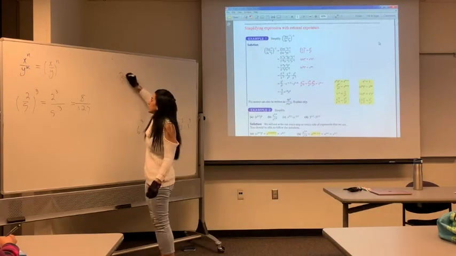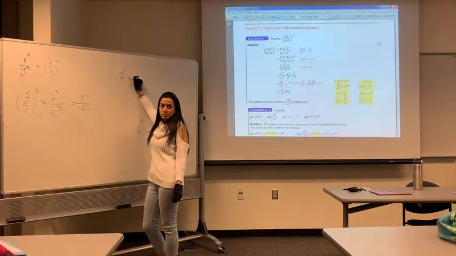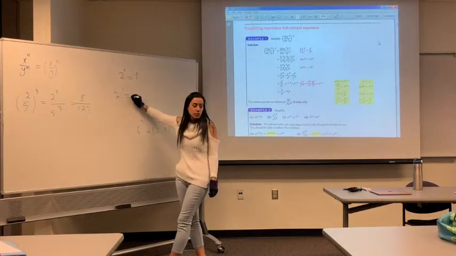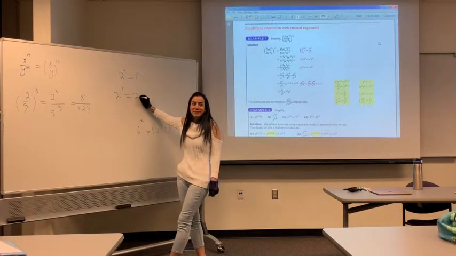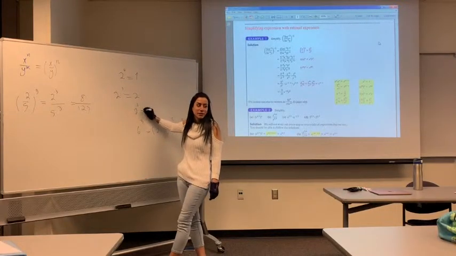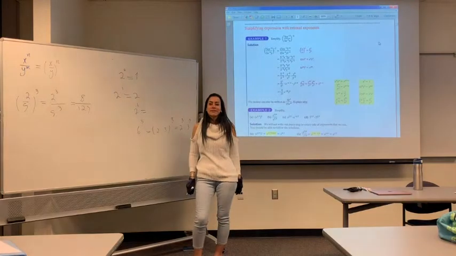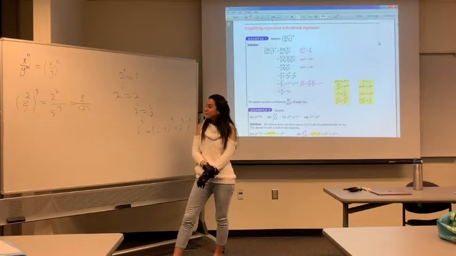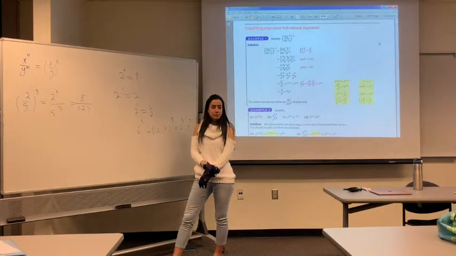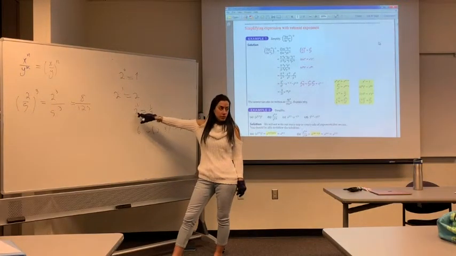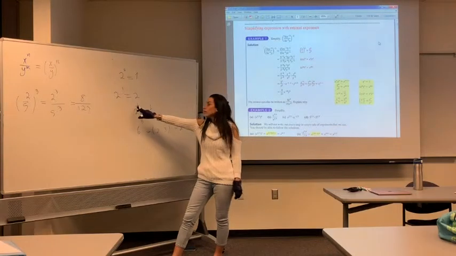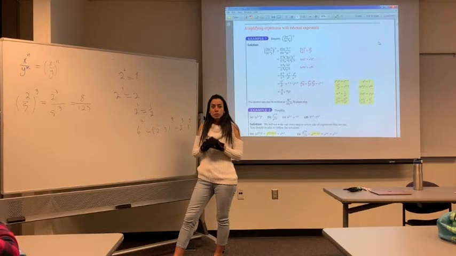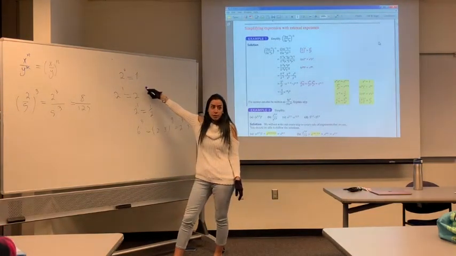Correct? So, what is 2 power 0? 1. What is 2 power 1? 2. Right? What is 2 power negative 1? 1 over 2. 1 over 2. Okay? Because it's the reciprocal. We just learned it. We said we use the reciprocal, and then the power becomes positive. So remember this: 2 power 0 is 1.